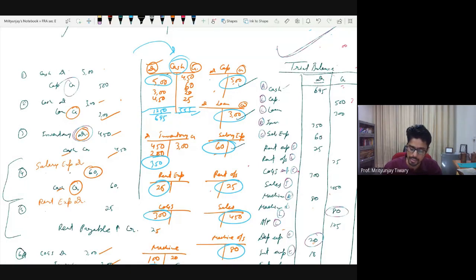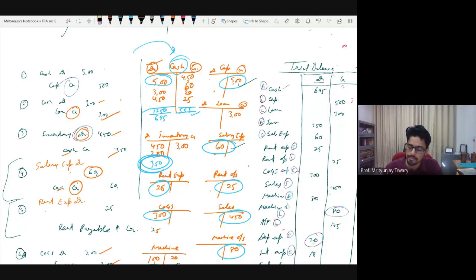And similarly, inventory has a debit balance of 350. Loan has a credit balance of 300. So in a T account, if the balance is on the debit side, we say that it is having a debit balance. If the balance is on the credit side, we say it is having a credit balance. So similarly, we found the balances of all the T accounts. That was the end of stage 3, that is preparation of the ledger.